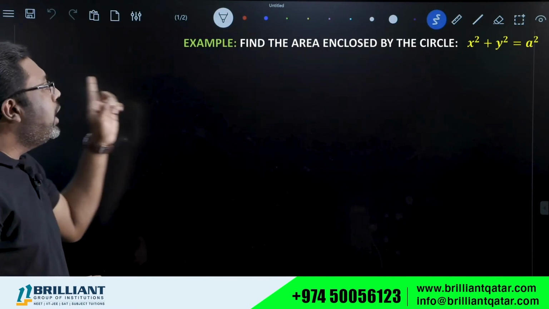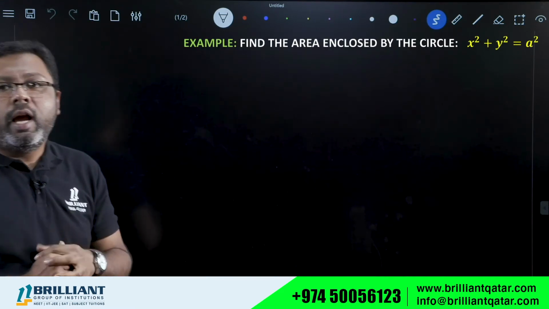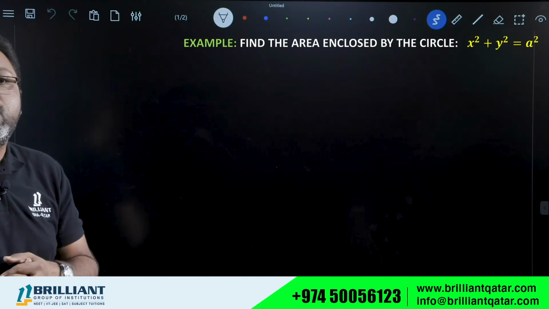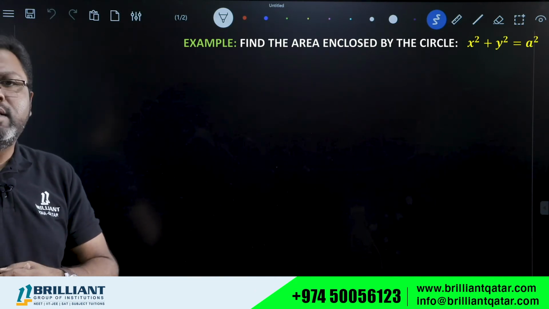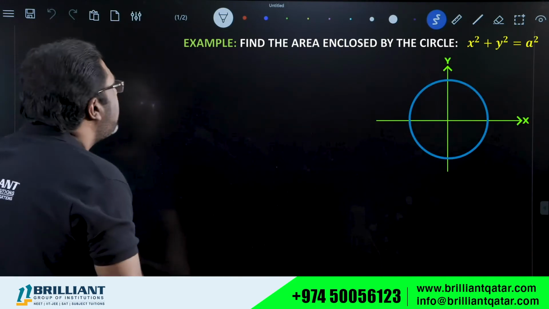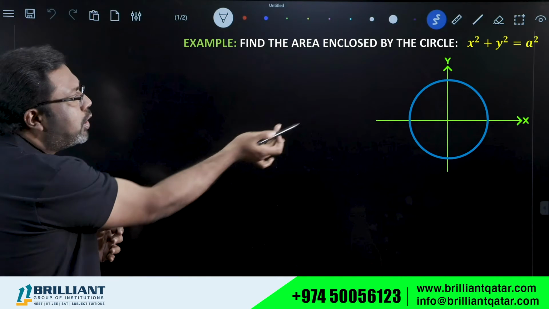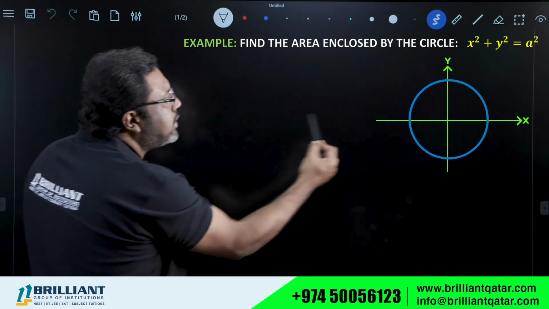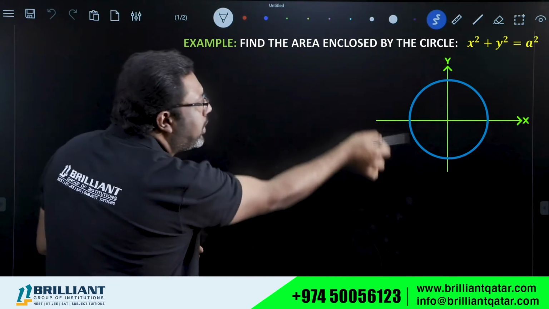Find the area enclosed by the circle x squared plus y squared is equal to a squared. So now let's represent the circle very clearly. Yes, you can see the circle now. See the x-axis there? The y-axis is coming, okay?